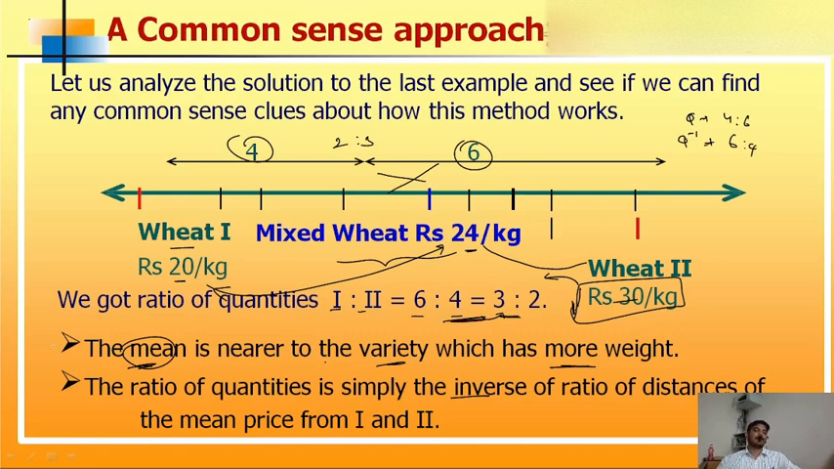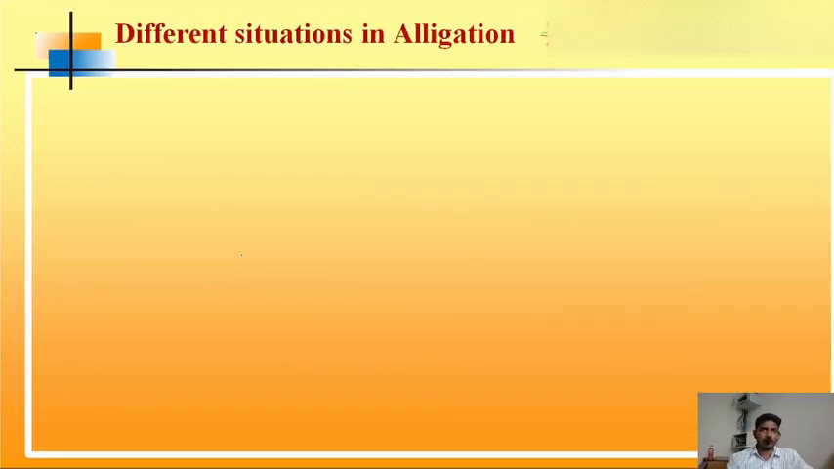So we need to remember that the mean is nearer to the variety which has more weight, and the ratio of quantities is simply the inverse ratio of the distances of the mean price from 1 and 2. You can solve either way, and use this method if you find it easy. Let us try to solve with the next approach.